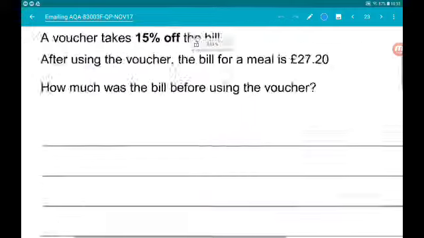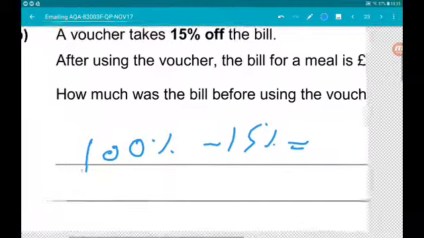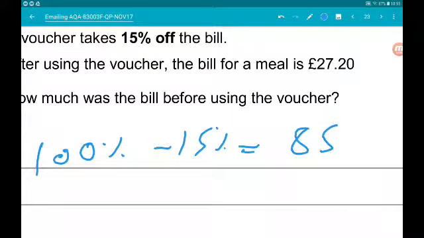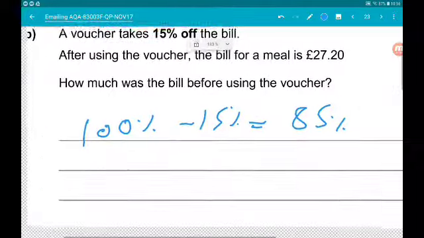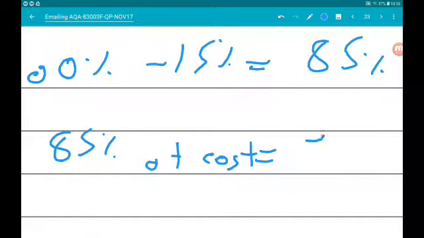Okay, so we know that the full cost of a meal is 100% of the cost of that meal. The voucher takes 15% off. So 100% minus 15% is 85%. Now we know then that 85% of the meal, so of the cost, is £27.20p.